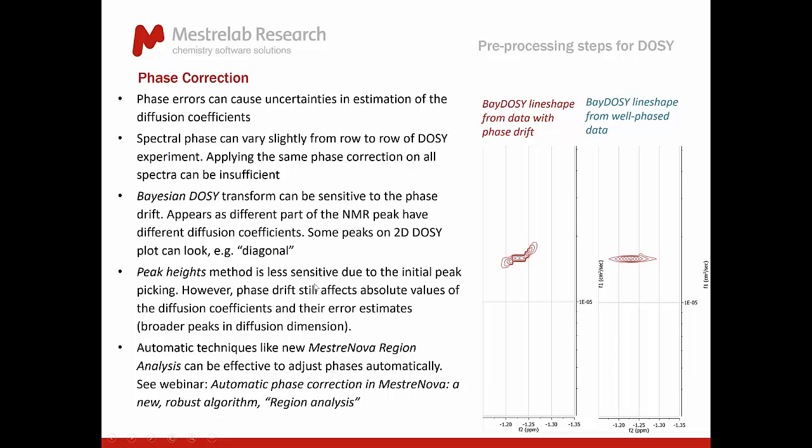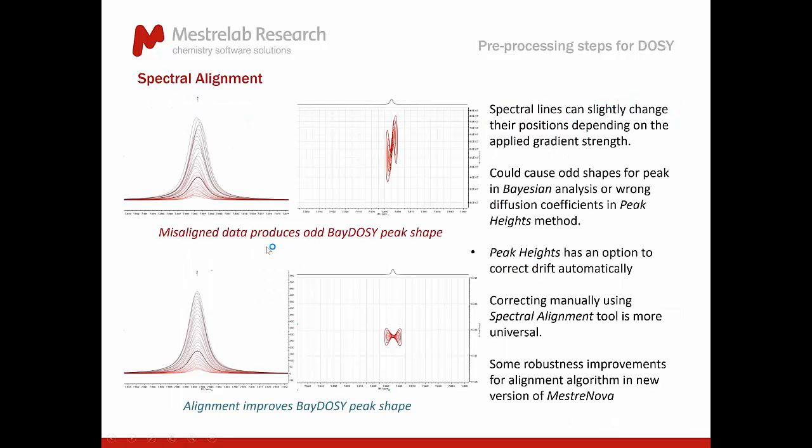The other problem is what happens if your spectra are not aligned properly. This is the diffusion decay with all spectra overlapped on top of each other, and you can see that during the diffusion decay, the peak is slightly moving left and right. Again, if I do the Bayesian transform, I get a shape that looks like this: a strange, broad, slightly diagonal shape.